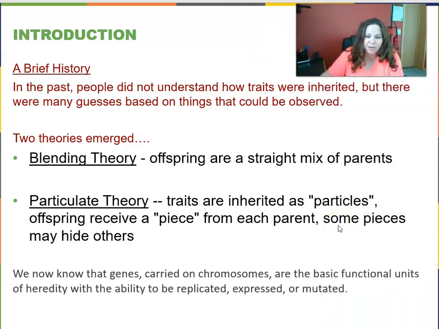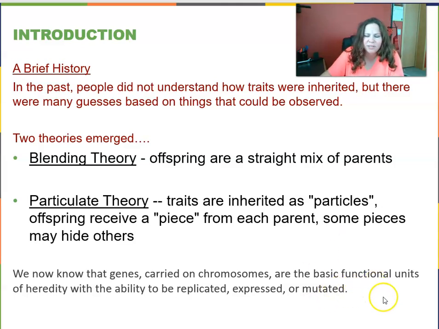and a particulate theory, that traits are inherited as particles, that offspring receive a piece from each parent, and some pieces may hide others. But one of the best known of the time in the 1800s was the blending theory, such as if you mixed a white flower with a purple flower, then you would get an in-between as your offspring, maybe a lavender.